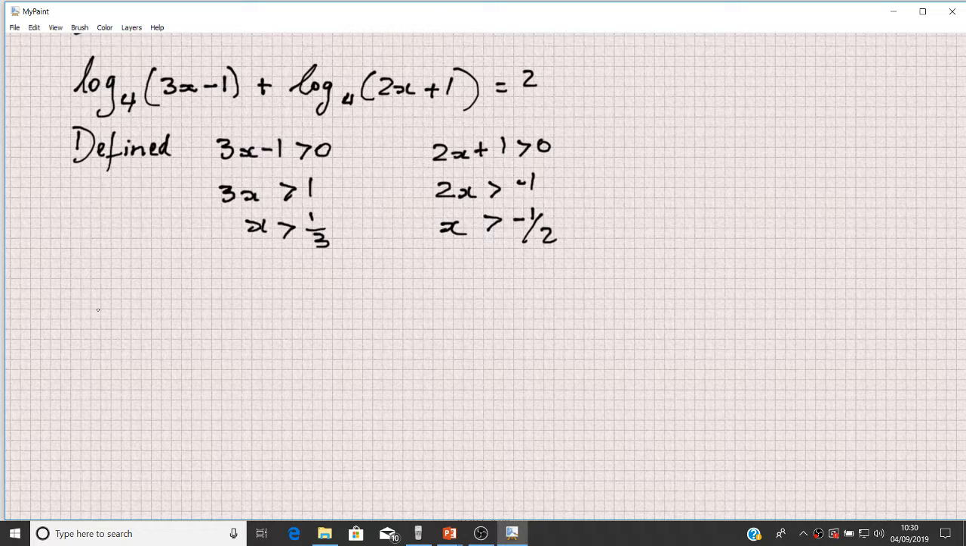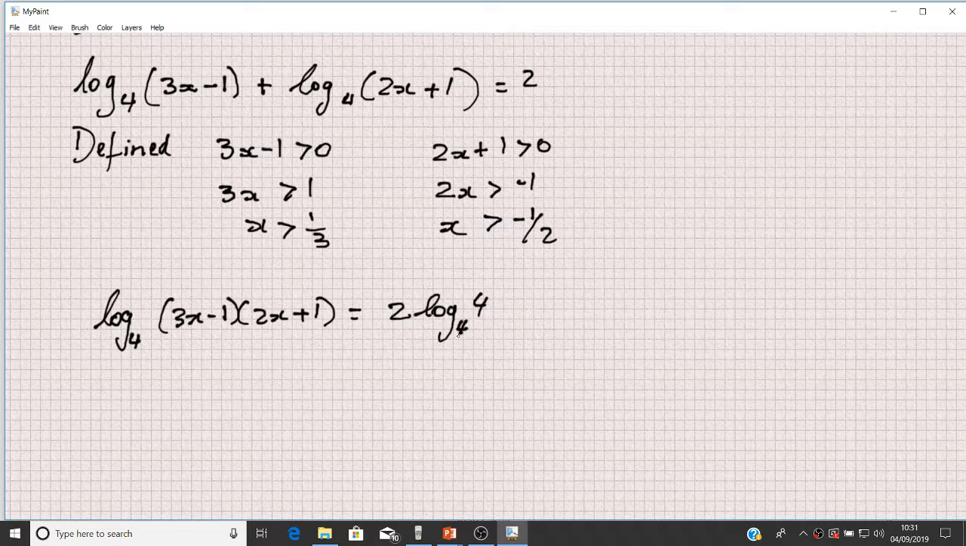So now we'll take a look at solving the log problem. Using our rules of logs, on the left we can make this log base 4 of 3x minus 1 times 2x plus 1 equals 2. Now I'm going to say 2 equals log base 4 of 4 squared, because that in effect is bringing the right hand side in terms of logs. So we'll have on the left log base 4 of 6x squared, plus 3x minus 2x is plus x, and minus 1, equals log base 4 of 4 squared. 4 squared is 16.